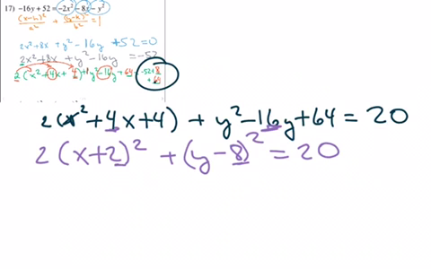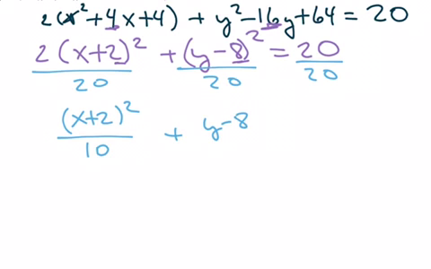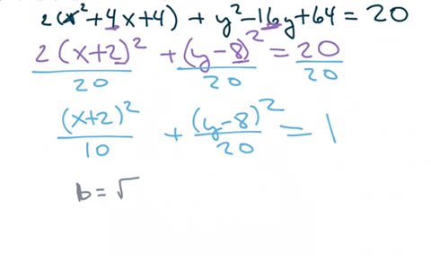From here, what we're going to have to do is get this 20 to equal 1, so I'm going to divide everything through by 20, and I'll get (x plus 2) quantity squared over 10 plus (y minus 8) quantity squared over 20 equals 1. And now we can say that b equals the square root of 10, a equals the square root of 20.